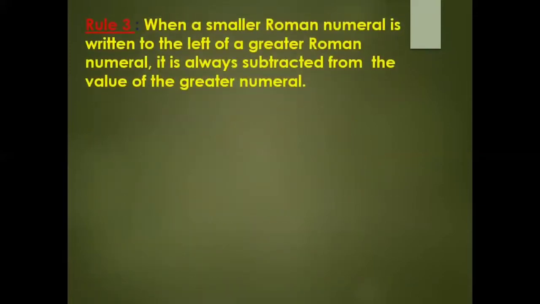Now rule number 3. If the smaller numeral is on the left hand side, it is always subtracted from the value of the greater numeral. Let's see the example. IV. We know that the value of I is 1 and the value of V is 5. So I will be subtracted from V, that is 5 minus 1, which equals 4. That means IV in Roman numerals is nothing but 4.